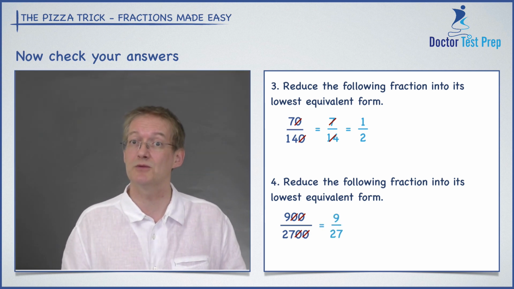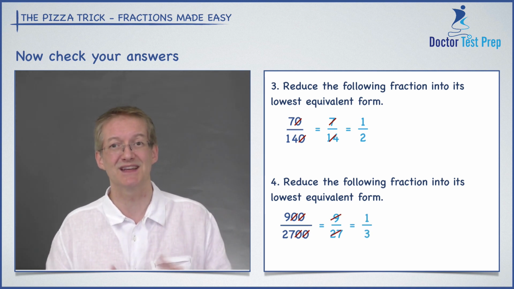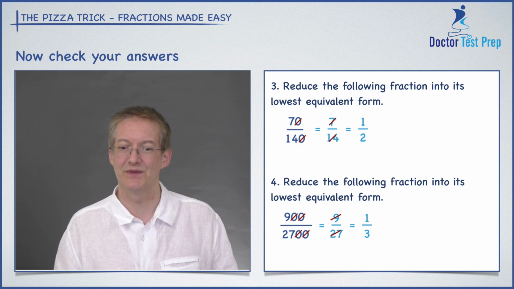Now I can divide the top and the bottom by 9. 9 into the top goes once, 9 into the bottom goes 3 times, and my answer is 1/3. By thinking of fractions in terms of pizza, and by learning a few simple definitions, fractions become a lot easier to deal with.